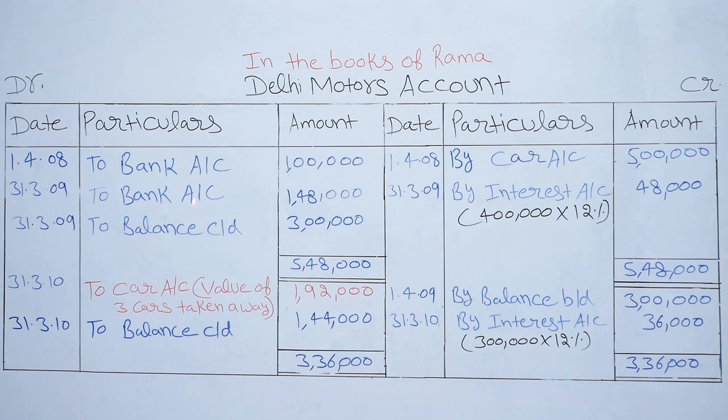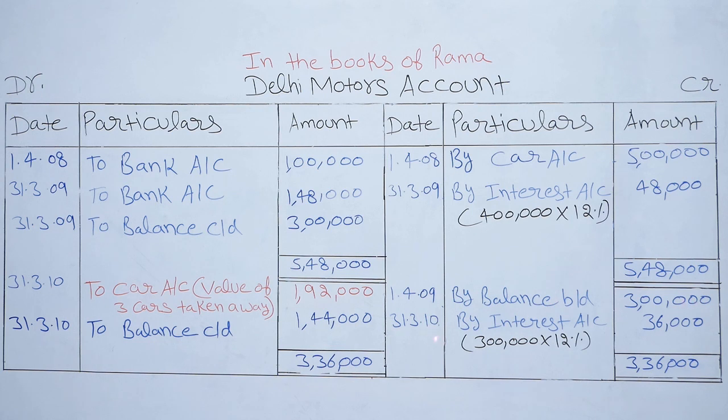This is the installment entry. So installment consists of cash price plus interest. So cash price is 1 lakh plus interest 48,000. So total is 1 lakh 48,000. And 31st March 2009 to balance carried down 3 lakh. This balance will be brought down to the next year. On 1st April 2009, by balance brought down rupees 3 lakh.